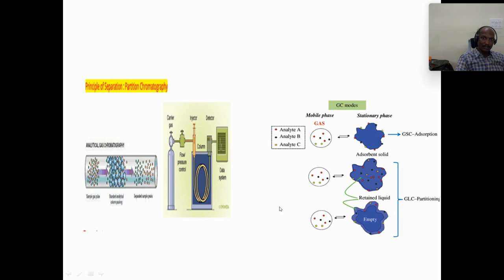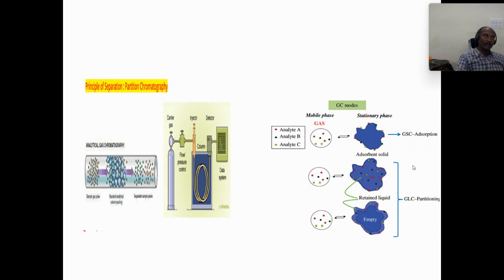We have already said that the mobile phase used in this technique is various types of gases. What type of gases are we using? We are using carrier gases. Suppose it is gas solid chromatography, then the stationary phase is solid. Suppose it is gas liquid chromatography, the stationary phase is liquid in nature.